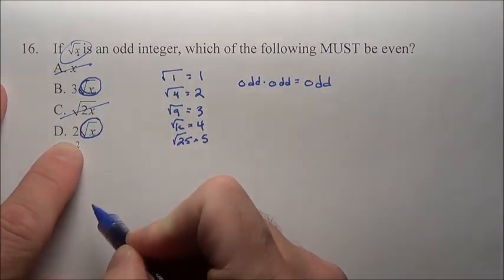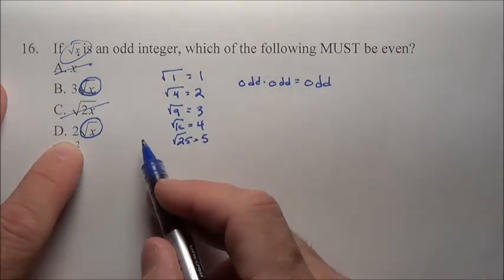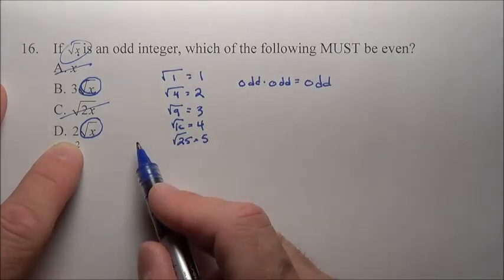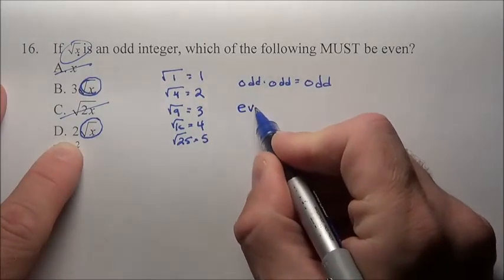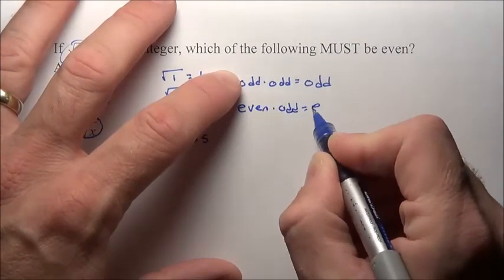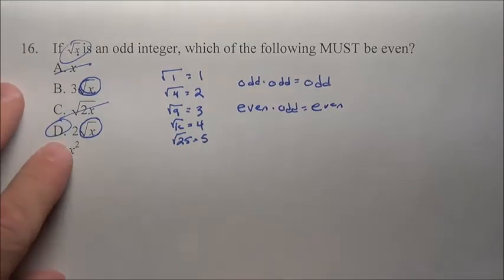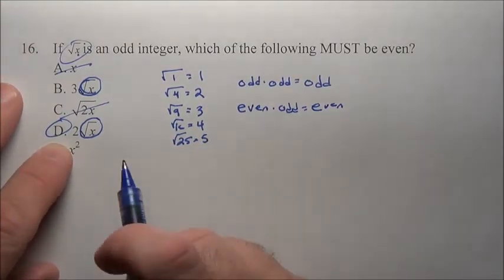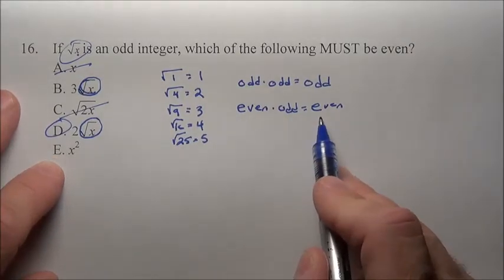This is the one that interests me, because it's 2, which is an even number, times that square root of x, which it said is odd. Well, 2 times a 3, 2 times a 5, 2 times a 7. I quickly realized if I have an even number, such as 2, and I multiply it by an odd number, I will always get an even answer. This is our answer right here. The answer is D, because anytime you have an even times an odd, you're going to get an even answer.